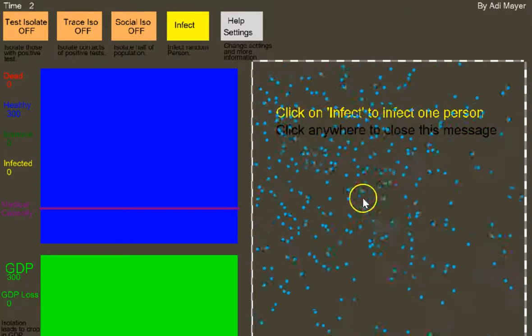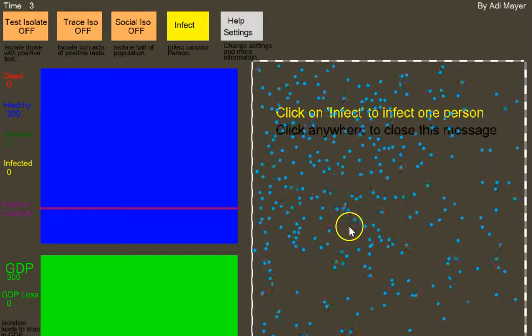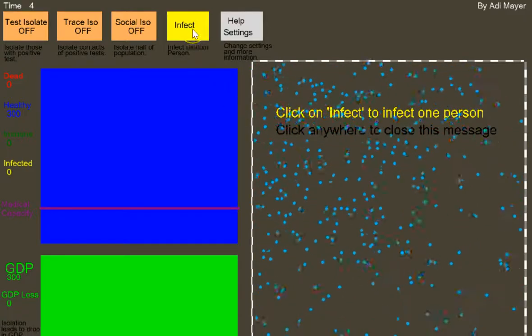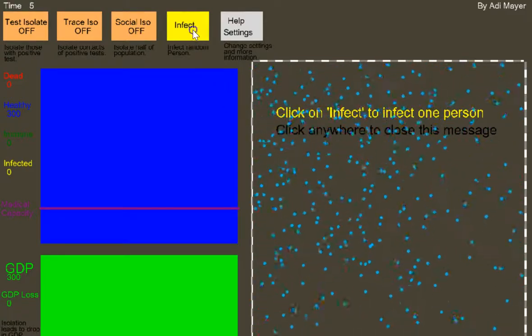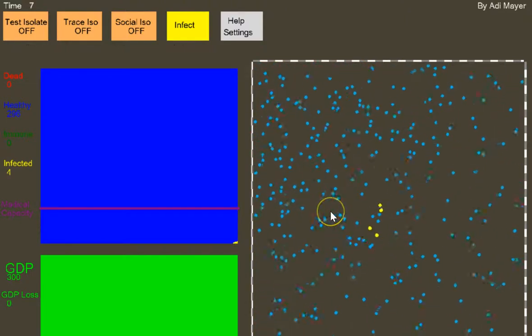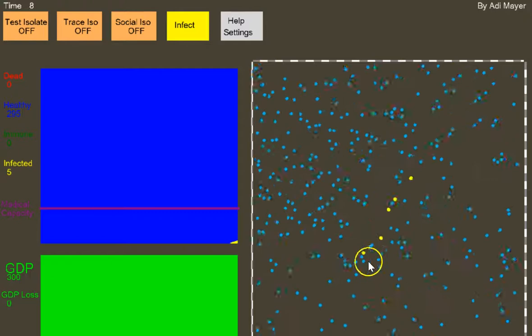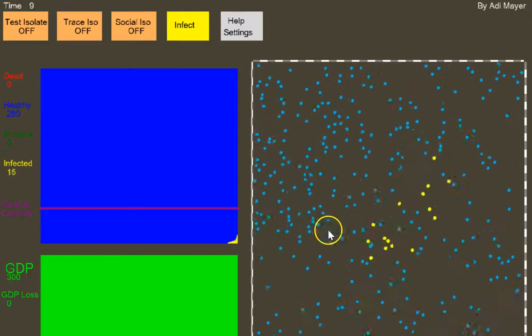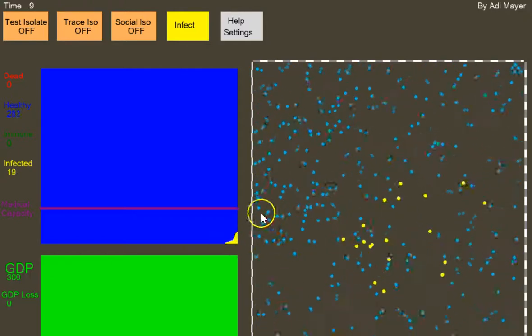People move around, and right now they're blue. That means they're healthy. I can now infect one person by clicking on this yellow button. So this person is infected. This person now bumps into other people and may infect them too. Not everybody gets infected. Now we see the infection spreads.